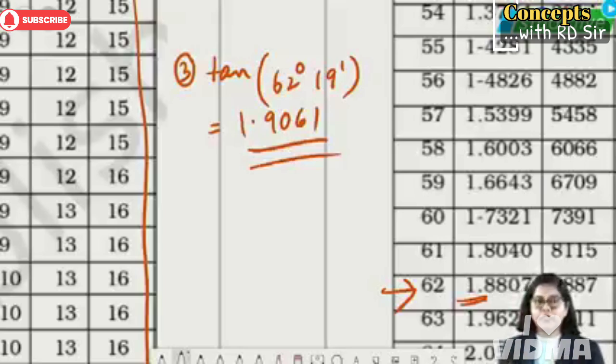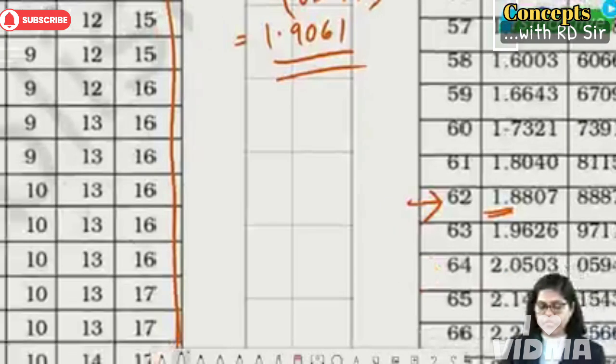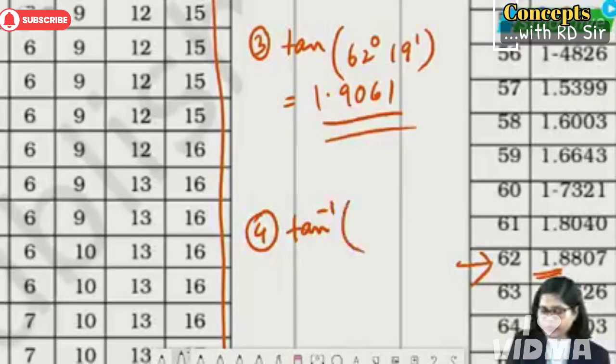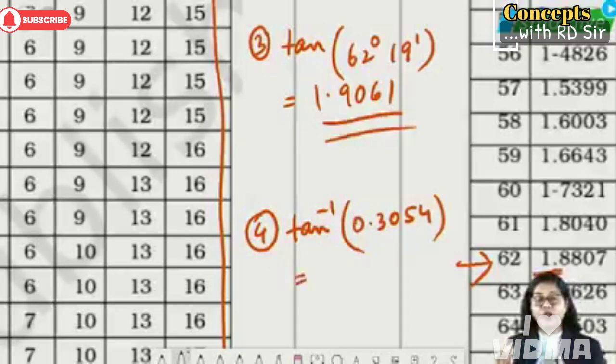Now there is one more method to see inverse value. Inverse value, how to check inverse? Say for example, if you have to see tan inverse of 0.3054, here we are going to get an approximate value. So inverse means we are going to get the angle, degrees we should get.